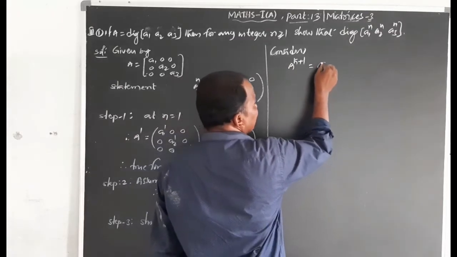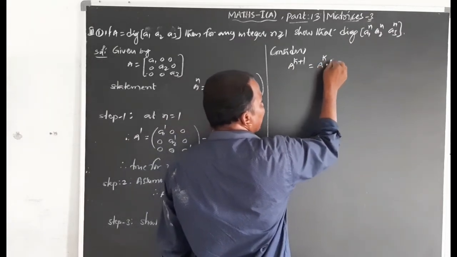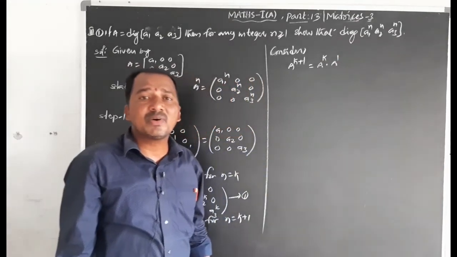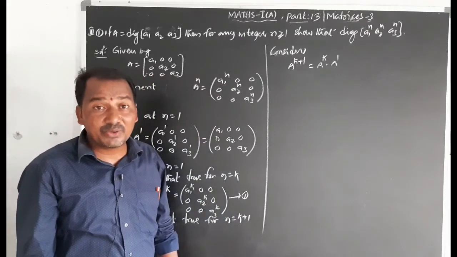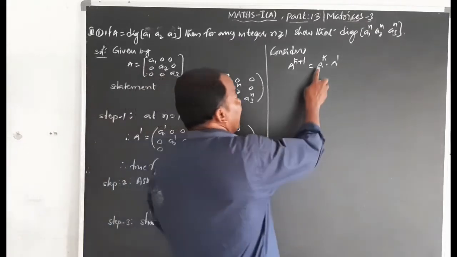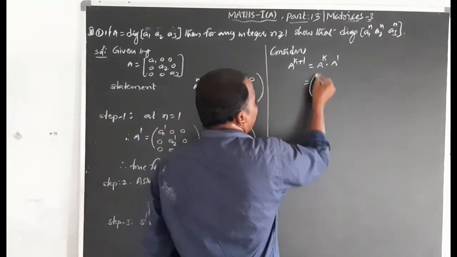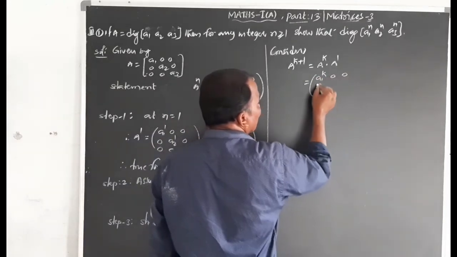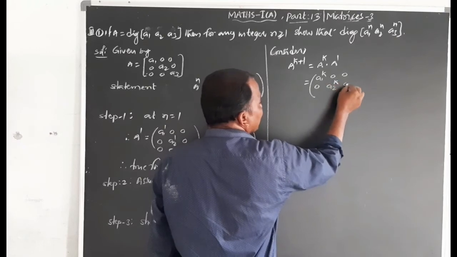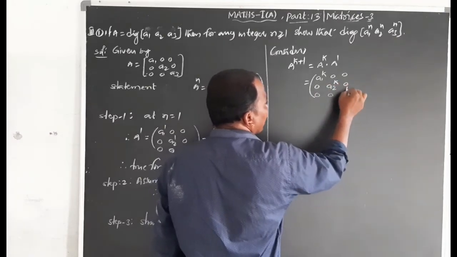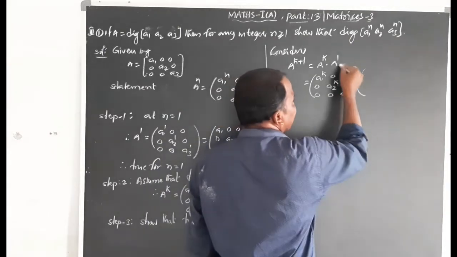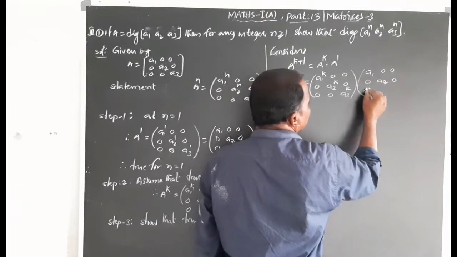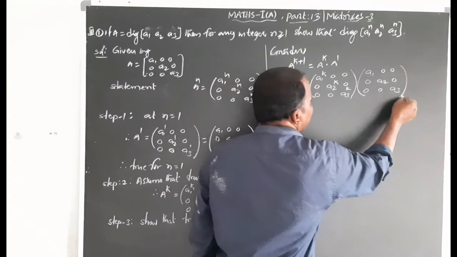Write A power k plus 1 as A power k into A power 1. Bases are equal, then powers should be added. A power k into A power 1. A power k means A1 power k 0 0, 0 A2 power k 0, 0 0 A3 power k, into A1 0 0, 0 A2 0, 0 0 A3. Right, multiply these.